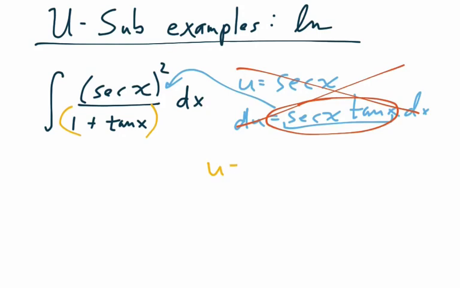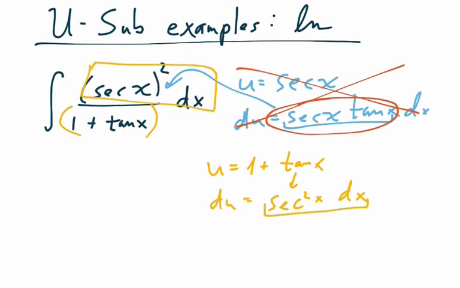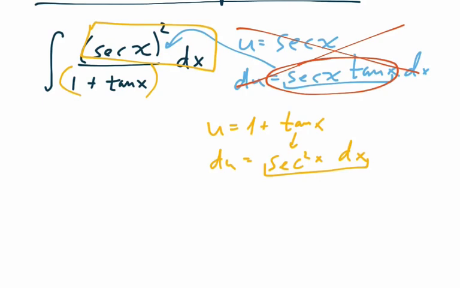So if I say u equals 1 plus tangent x, then du would be 0 plus the derivative of tangent, which is secant squared x dx. And then we can notice that we have secant squared x dx as the numerator of our problem. So this is good, because now we can rewrite this. The du is the numerator, it's secant squared x dx. And then the original integral just gets rewritten as 1 over u du.